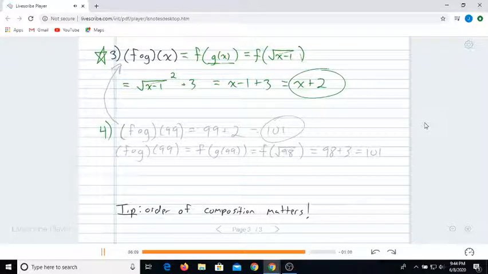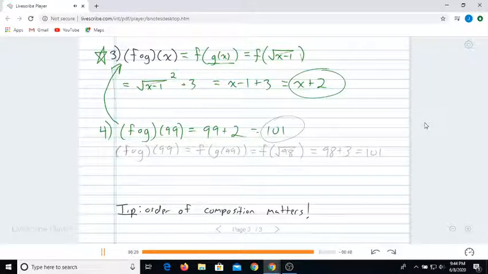So if I wanted to evaluate this, if you're clever, you won't go through the whole composition process. You realize we actually just figured out this function back in example number 3. It's just going to be 99 plus 2. So we've already done all the work behind the scenes. This is going to be 101.